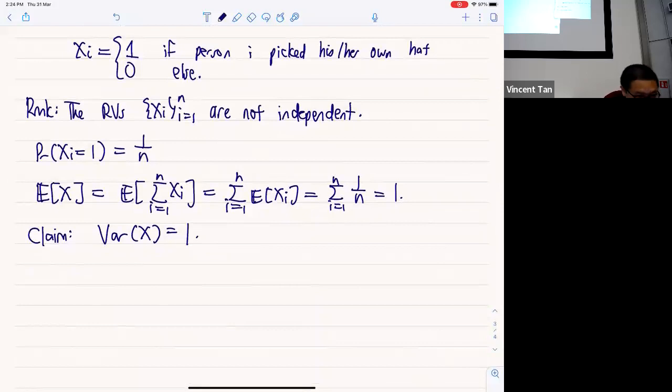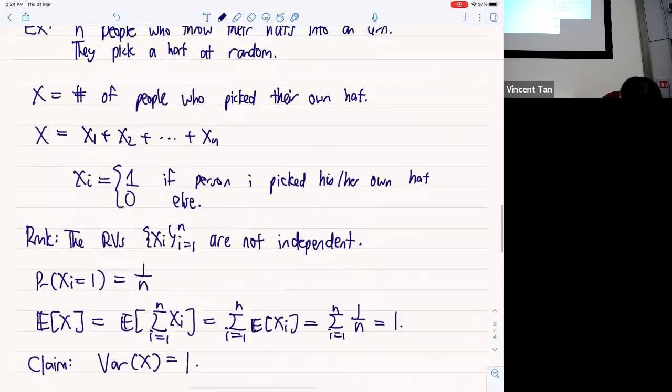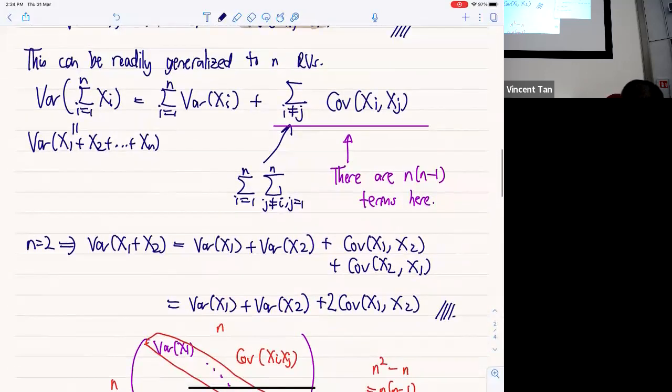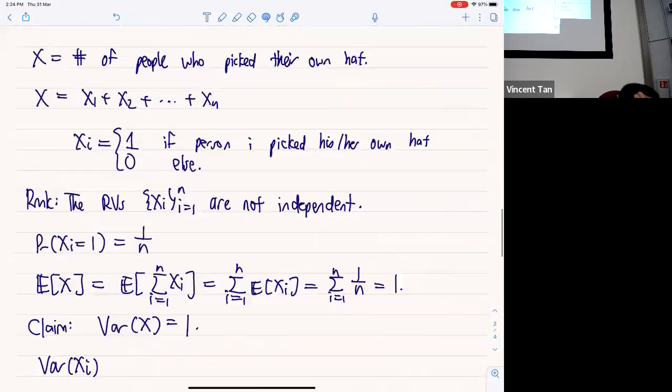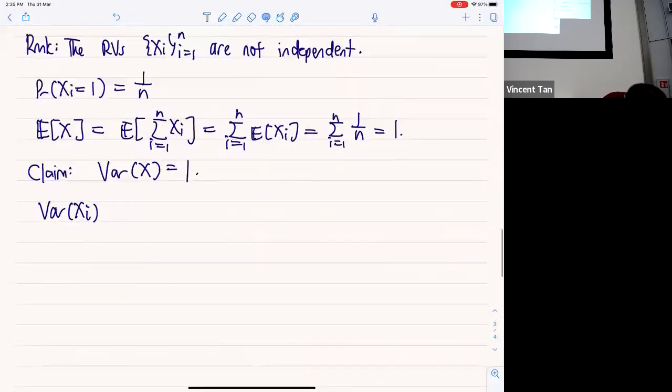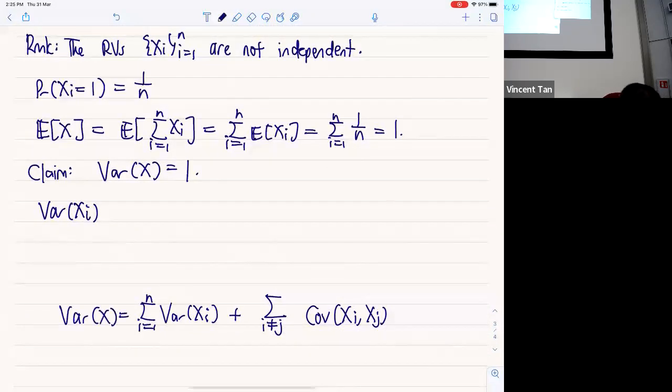All right, so what we need to do is to compute the variance of X. We want to use this formula. We need to prepare ourselves to use this formula. Prepare ourselves, okay? Because the variance of the sum is generally not the same as the sum of the variances. So in order for us to use this formula, we need to calculate the component variance and covariance, right? So what is the variance of Xi?